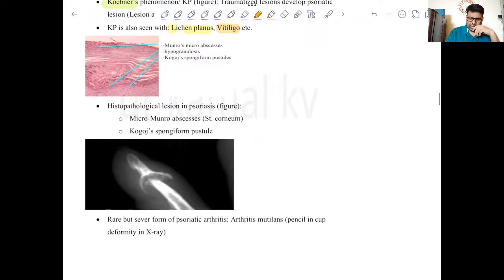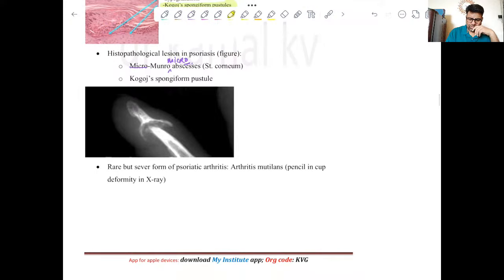Now regarding microscopic features of psoriasis, one must remember two terms at least. One is Munro's microabscess and the second is Kogoj's spongiform pustule, right? So just remember two terms for histology of psoriasis: Munro's microabscess and Kogoj's spongiform pustule.